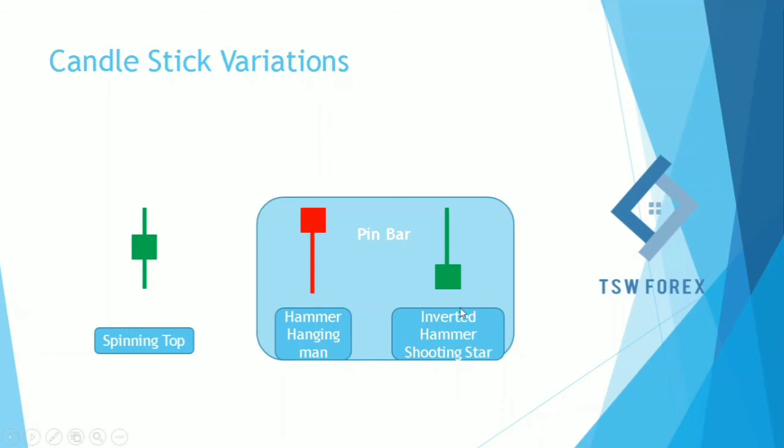The inverted hammer is this one, the green candlestick that you see in here. If it's at the bottom of a trend, it's called an inverted hammer, and if it's at the top of a trend, it's called a shooting star. So you can see the same candlestick, the name of it is dependent on the location it is on the chart, and we'll discuss that when we're on the charts in TradingView further down in the course.